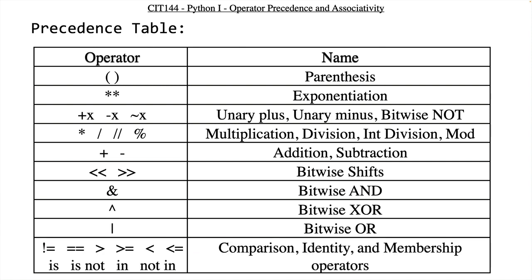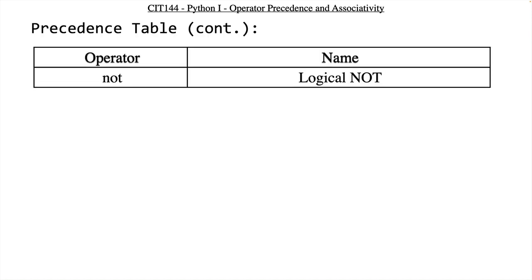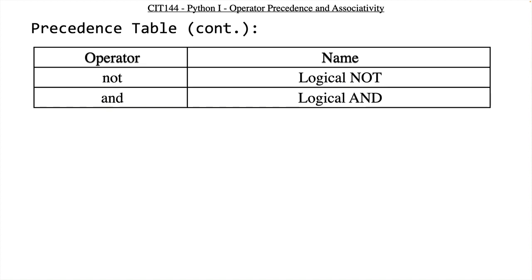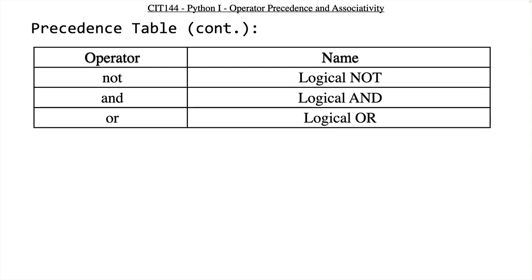Next we have what are referred to as the comparison, the identity, and membership operators. As we continue on, the logical operators have the lowest level of precedence within Python, and their order is logical NOT, followed by logical AND, followed by logical OR. So that's the precedence table for the operators in Python.